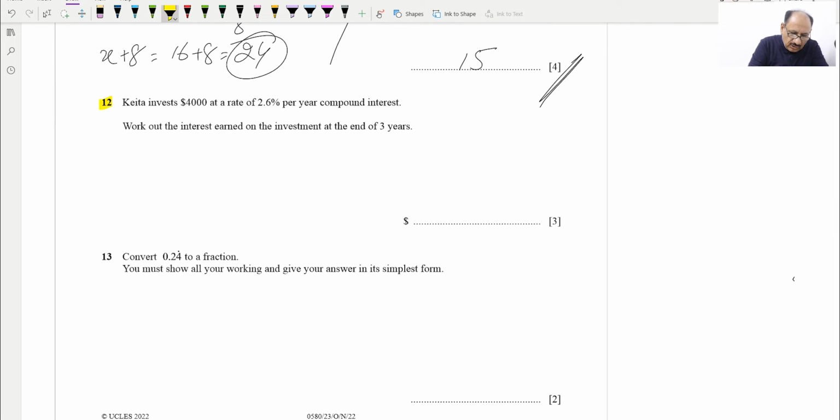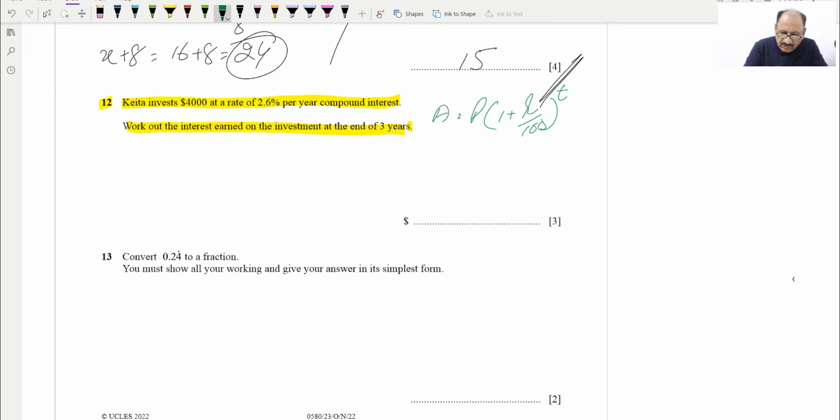Now this is question number 12. Kita invests $4,000 at a rate of 2.6% per year compound interest. Work out the interest earned on the investment at the end of the 3 years. Now we need to apply the compound interest formula. The original formula is amount is equal to principal amount into 1 plus r over 100 raised to the power t, and this will give us the amount.